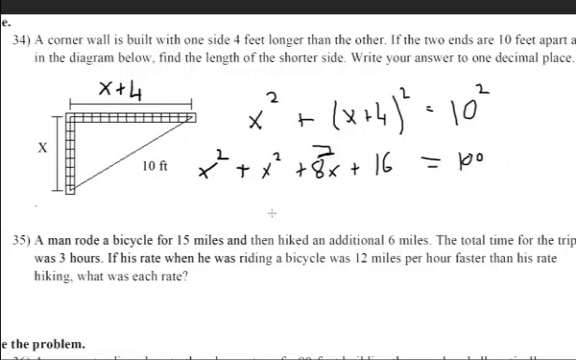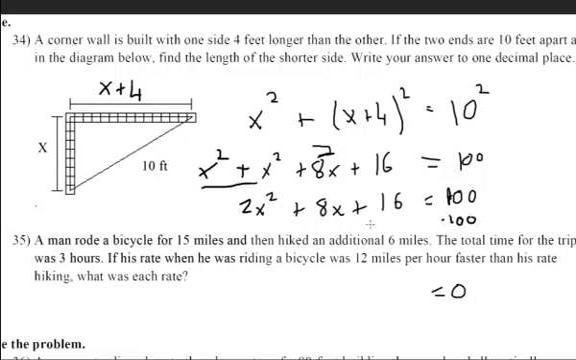Okay, so let's keep it going. Here, we have 2x squared plus 8x plus 16. Of course, you have to set things equal to 0. Okay, so I'm going to take away 100. Here we go, set equal to 0. I'm going to take away 100 from both sides. If I do that, if I take away 100, what do I get?